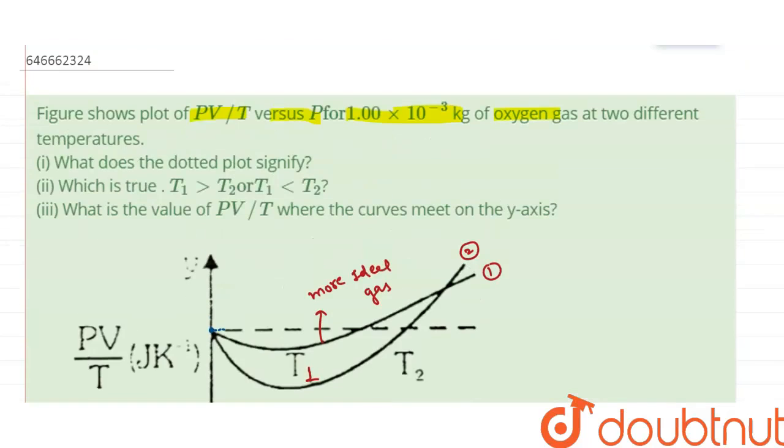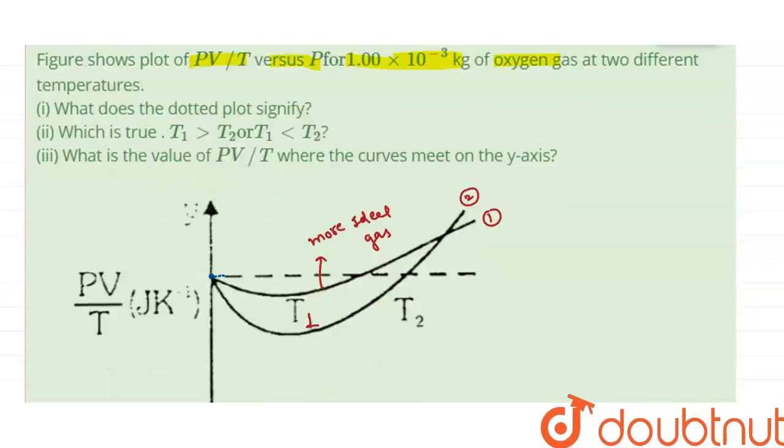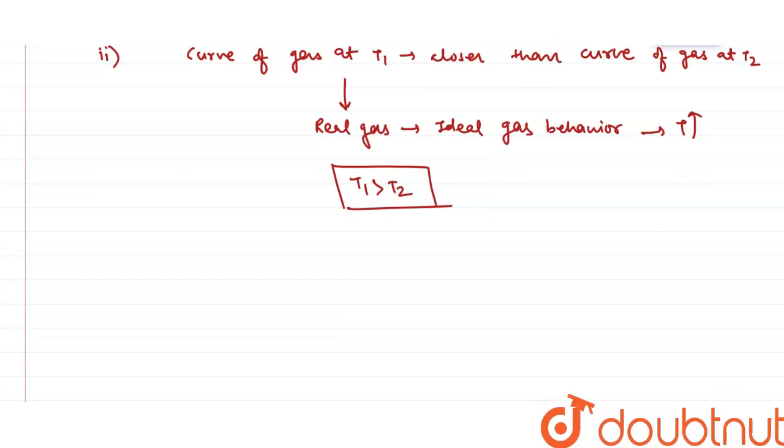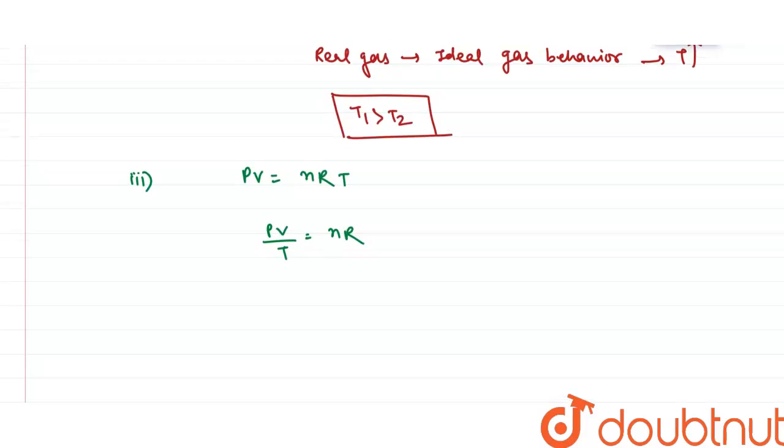Now in the third part they are asking about the value of PV upon T. From the ideal gas equation we know PV equals nRT, so PV upon T is equal to nR. n is the number of moles and R is the universal gas constant. The number of moles is given by mass upon molar mass. Now the mass is given as 1 into 10 to the power minus 3 kilogram, and the molar mass is 32 into 10 to the power minus 3 kilogram.